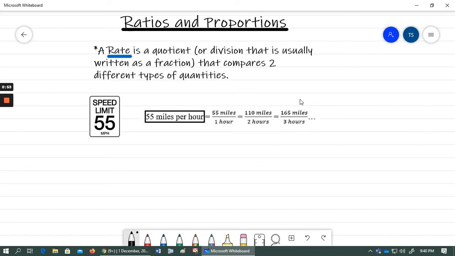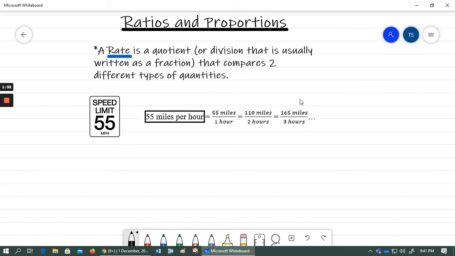Alright, so folks, in discussing some of this background information about ratios and proportions, first off, we need to realize that there is a difference between a rate and a ratio. A rate is a quotient, and by quotient, you should know that it is the result of division. So a rate is a quotient, or division, that's usually written as a fraction. A rate is a quotient that compares two different types of quantities.